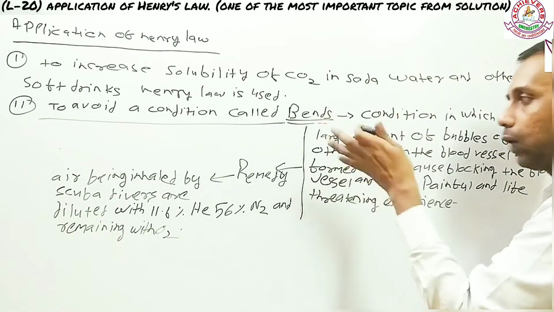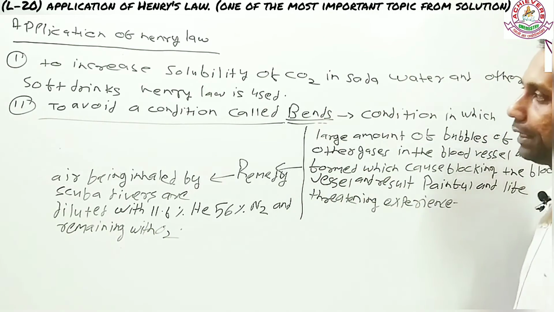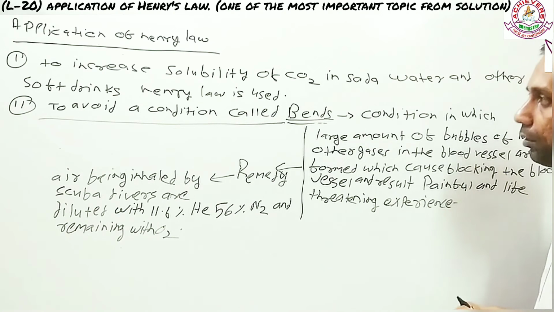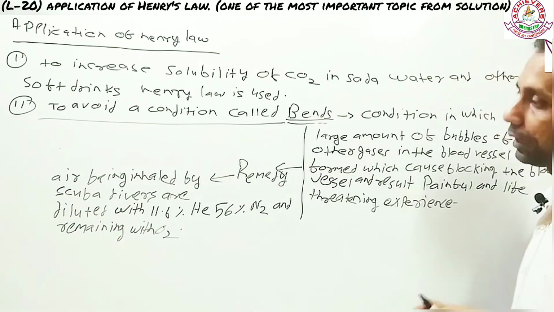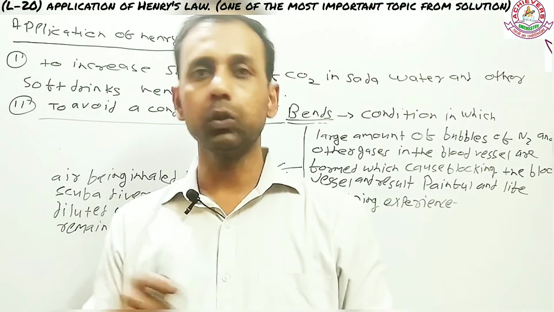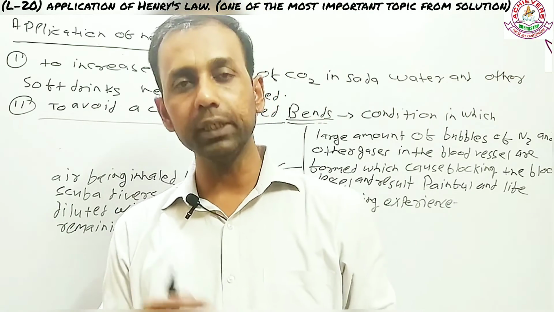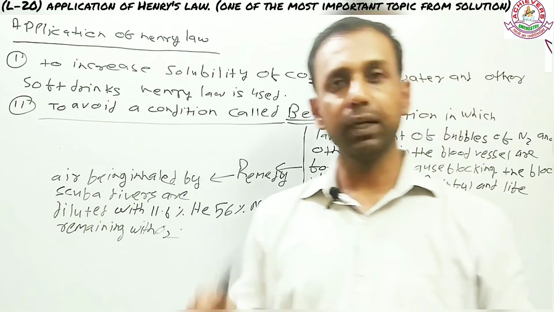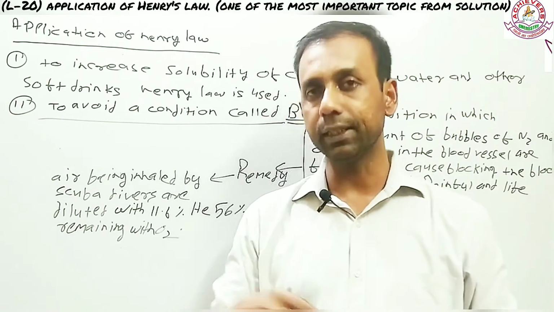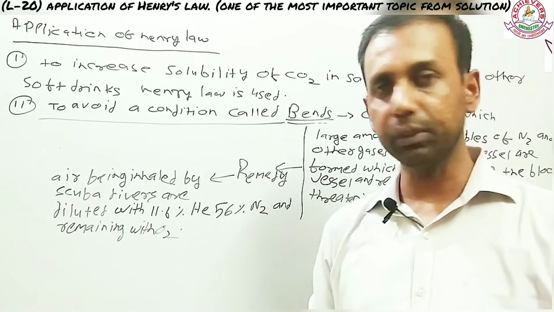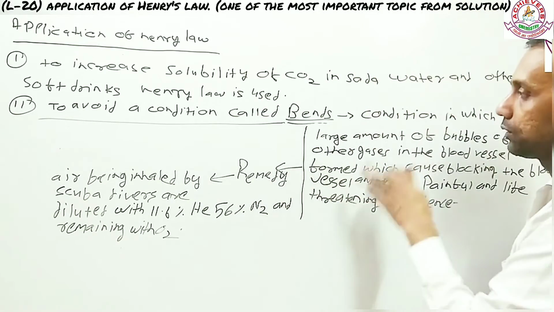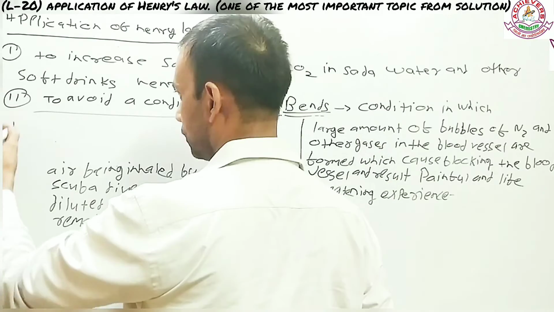So how all this came to light, how all the problems were resolved, is because Henry's law helped them. Remember, in order to make sure that the solubility of nitrogen and other gases in the blood is not suddenly increasing and not suddenly decreasing, the gases are diluted with this concentration, and therefore the condition of bends can be prevented. So this is what the second application is.